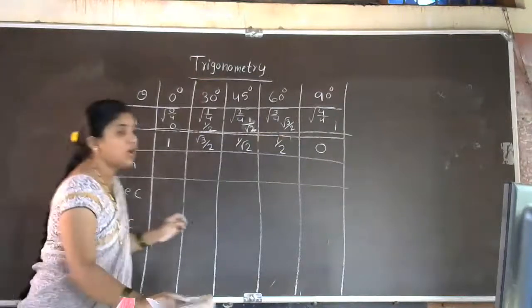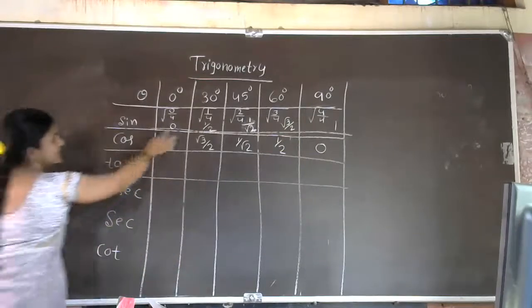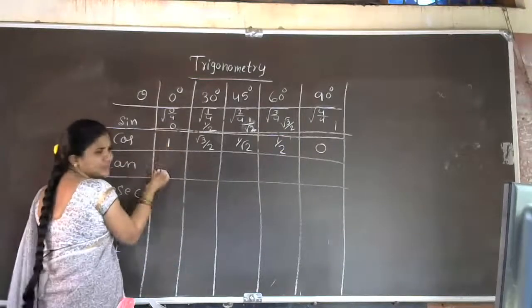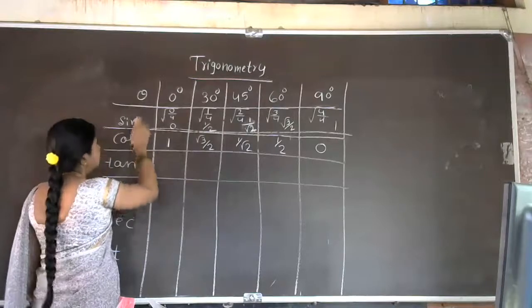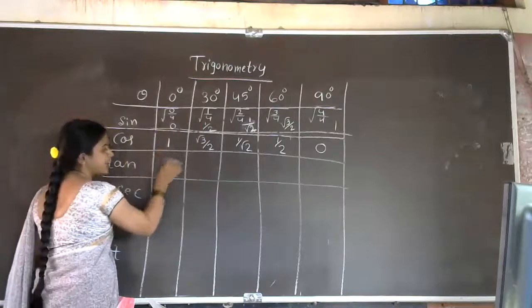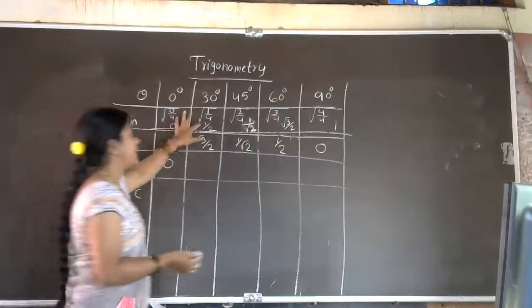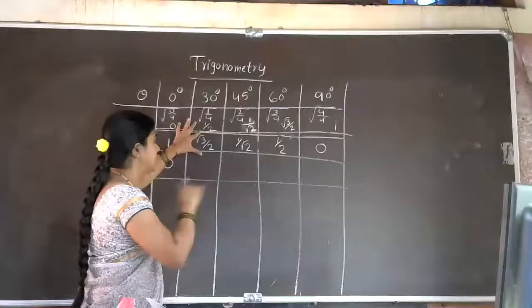So how can you write tan 0 by 1? Here only you can observe, no? From this only you can observe. Sin divided by cos is equal to tan. Then 0 divided by 1 is 0. Next, 1 by 2 divided by root 3 by 2.